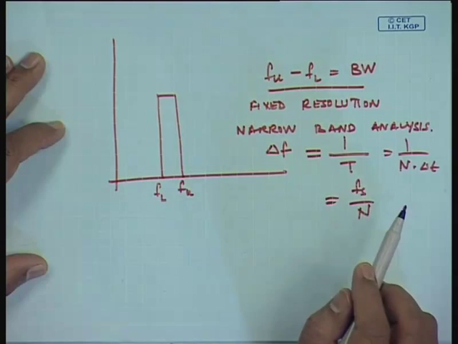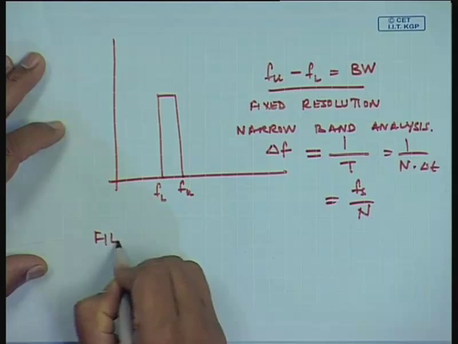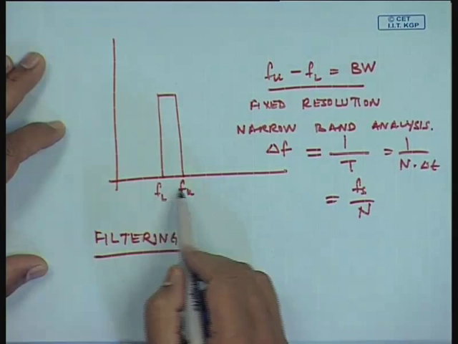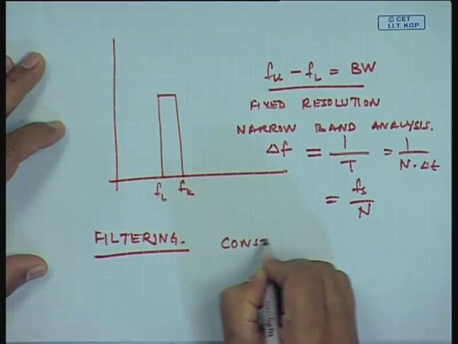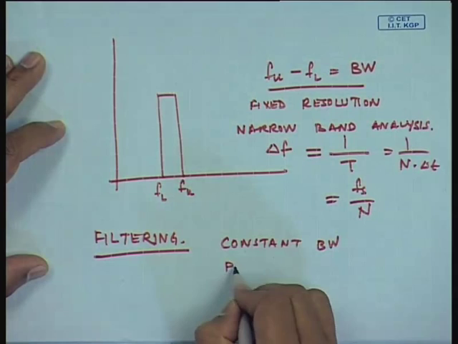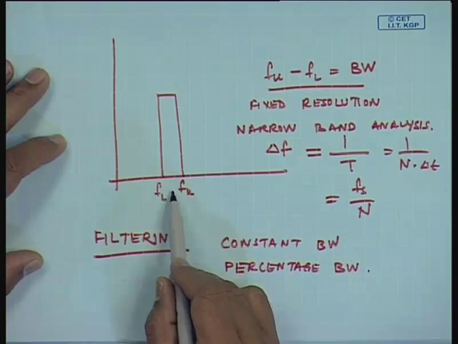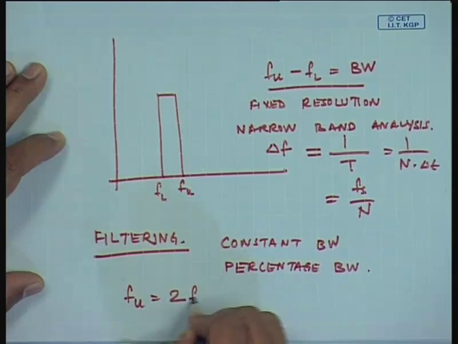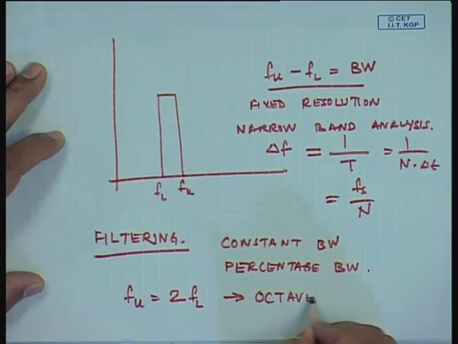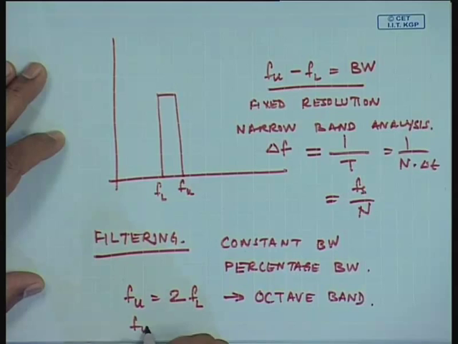But if FFT analysis was not done, and I am doing a frequency domain analysis by filtering, I can set filters of different bandwidth, I can set filters of constant bandwidth, or another filter is percentage bandwidth. In percentage bandwidth, there is a relationship between the upper frequency and lower frequency. If the upper frequency is equal to twice the lower frequency, this is what is known as an octave band. And if the upper frequency is 2 to the power 1 by 3 times FL, this is a 1/3 octave band.